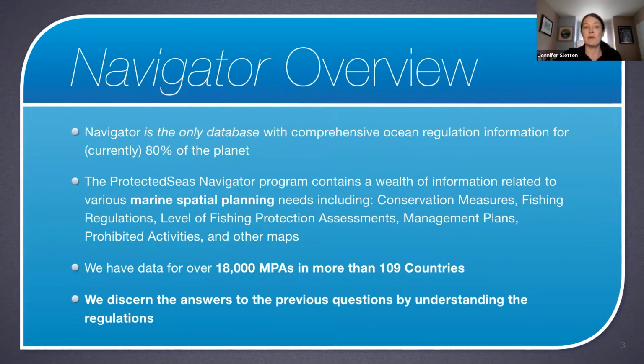To quickly summarize what we have in our Navigator tool, we have the only database with comprehensive ocean regulatory information for over 80% of the world's oceans, and we aim to have reached global completion by the end of this year. Some examples of the information Navigator includes are fishing regulations, management plans, and species of concern, but there's much, much more in the database. We currently have over 18,000 MPAs and other managed areas included in the Navigator in over 109 countries.